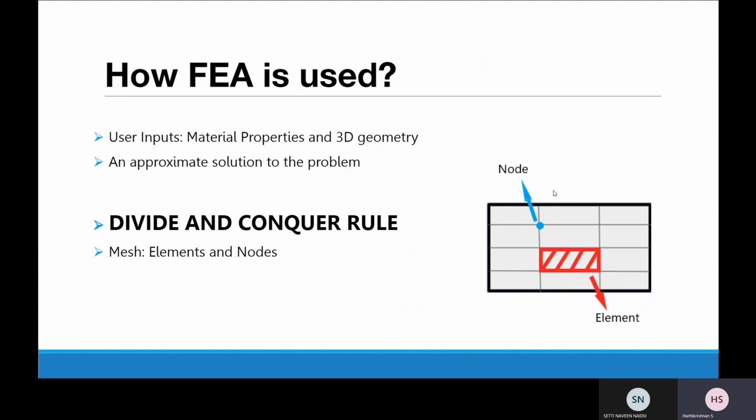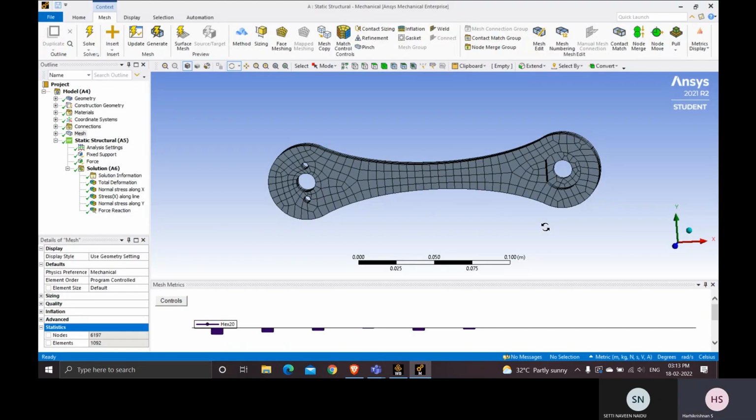As you can see in this right figure, the red mark is called an element. In the rectangular box there are totally 12 elements, and there are numerous nodes you can see. What you see here is a mesh around a bicycle crank.